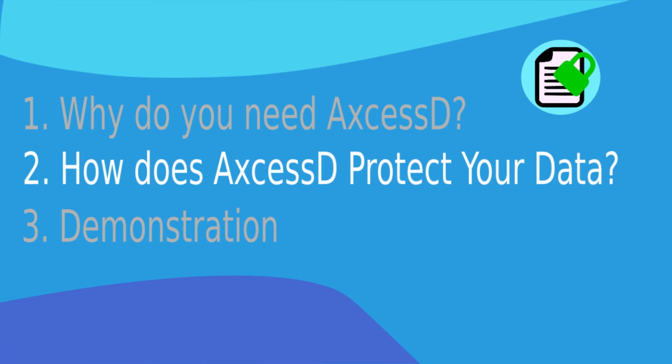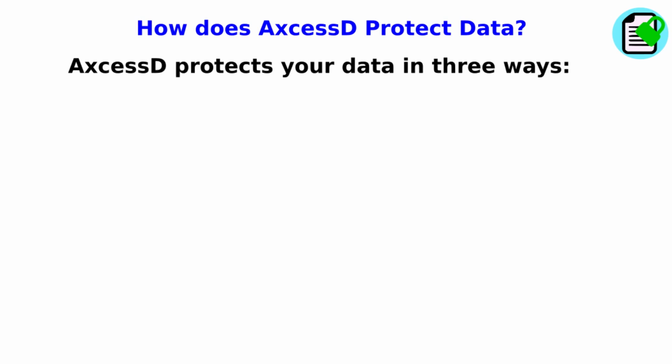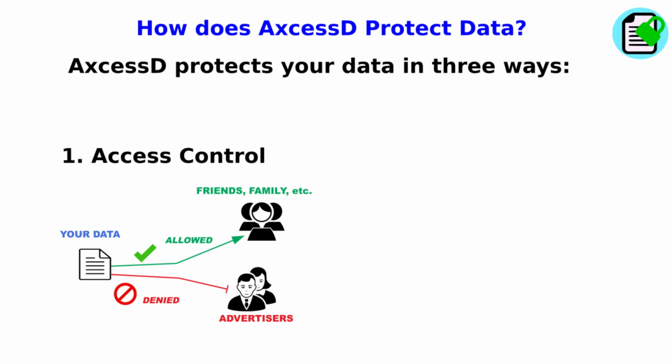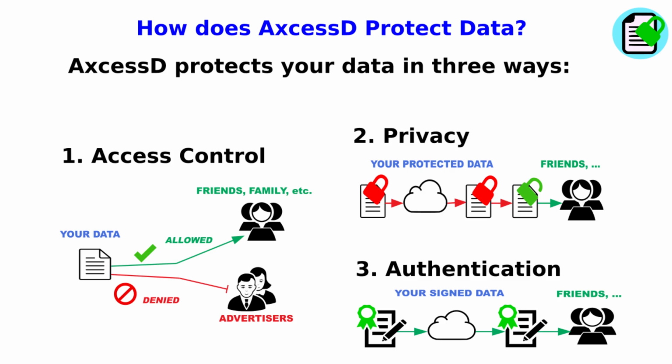Hi, in this video I will tell you about AxcessD, software that protects you and your data on the internet. This is part 2 of a 3-part series where I explain how AxcessD protects your data. In part 1, I explained why you need AxcessD, and in part 3, I'll demonstrate AxcessD. AxcessD protects you and your data in 3 important ways: access control, privacy, and authentication. I'll now explain all 3.